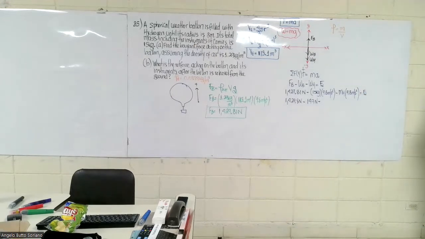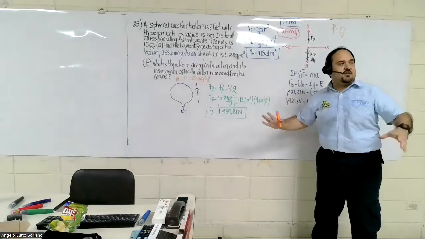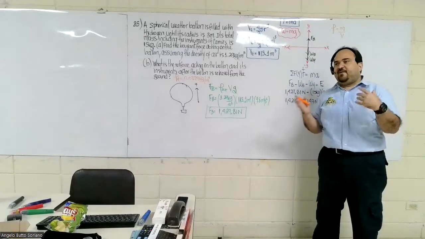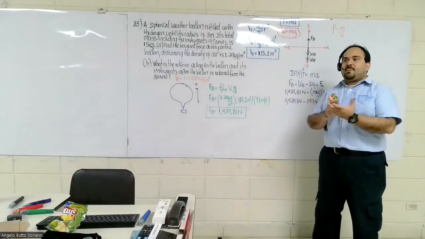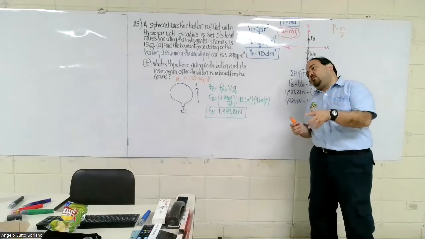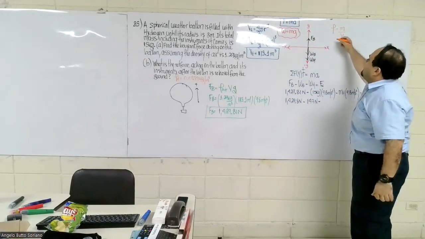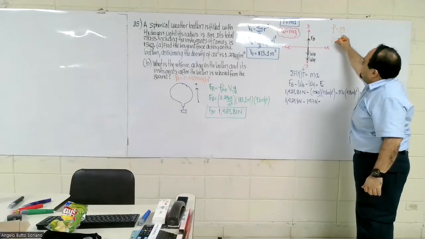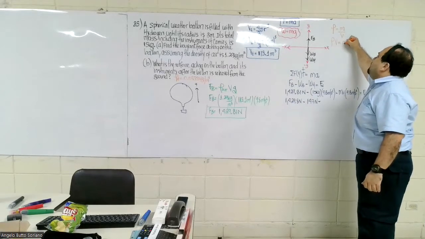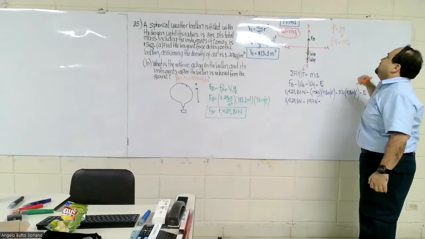Do we know the value for the density of the hydrogen? Of course we know. Do we know the value of the volume? Of course we know. That will be the same value as the sphere, because the sphere is filled around the balloon. So the volume of the balloon will be the same as the volume of the hydrogen. So basically, density times volume will be the mass of the hydrogen.